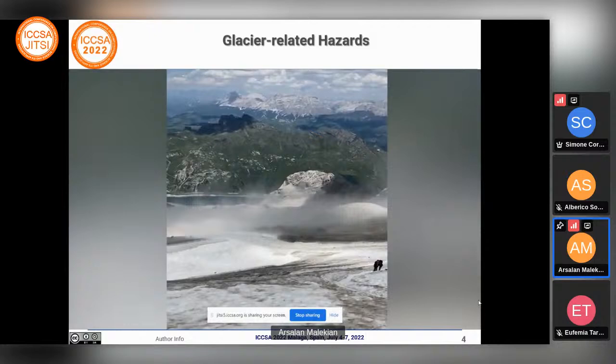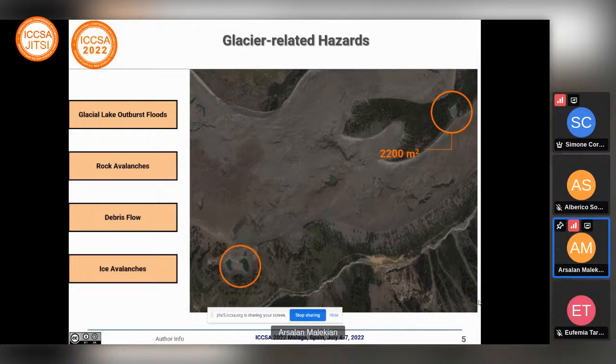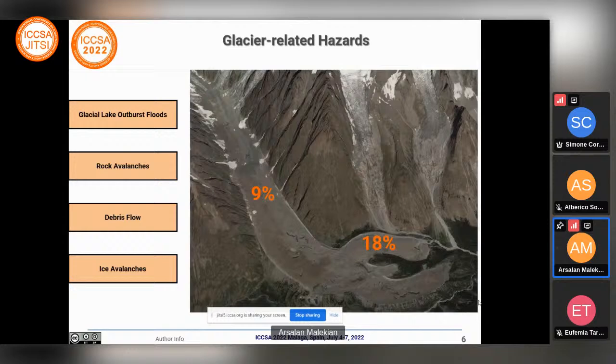So the Val Veny region, as well as Marmolada, is exposed to glacier-related hazards due to the presence of large glaciers. For example, extremely warm weather can increase the level of water in these lakes that were created on the surface of the glacier and lead to glacial lake outburst floods. Another hazard that can be considered for Miage is debris flow, but due to lower slope, it's rare to happen in the upper parts.